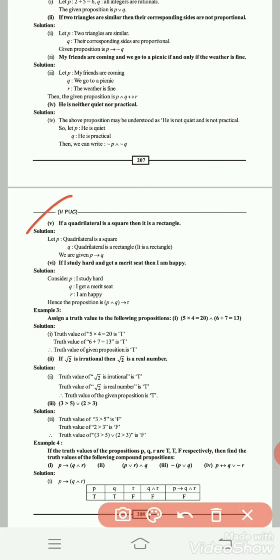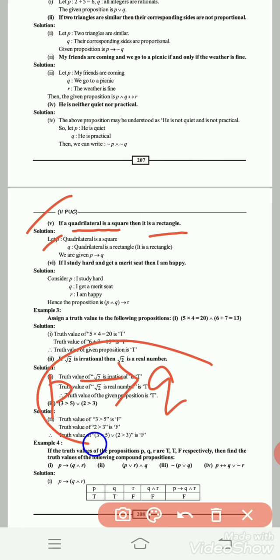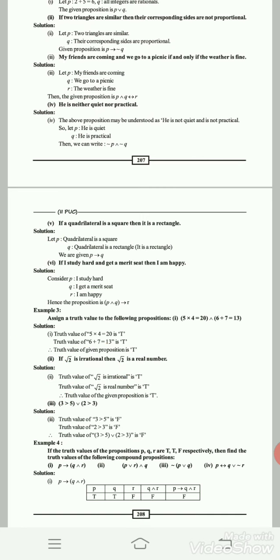Next, the fifth one. If a quadrilateral is a square, then it is a rectangle. If-then, therefore it is a conditional. Two statements. Consider the first statement, a quadrilateral is a square. The second statement, it is a rectangle. First statement P is quadrilateral is a square. Second one, Q, quadrilateral is a rectangle. Therefore, see, if-then, P implies Q. This is the symbolic form. Next, the last one, the sixth one.